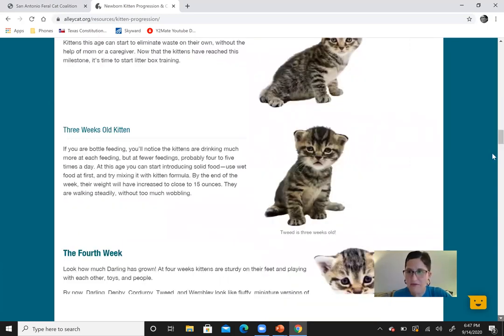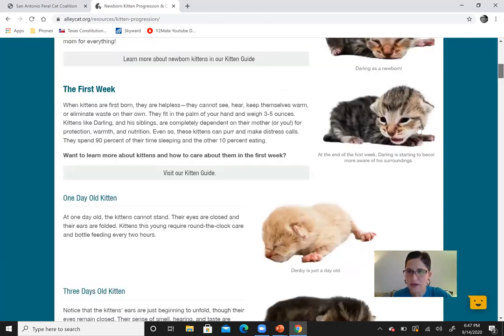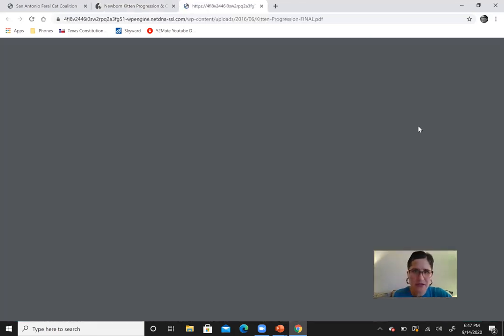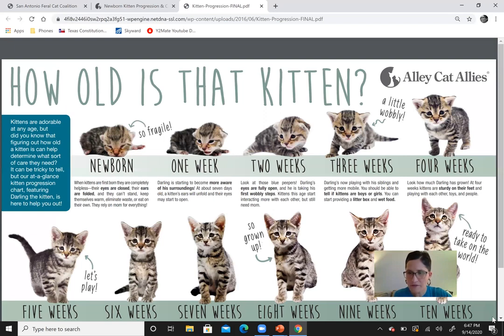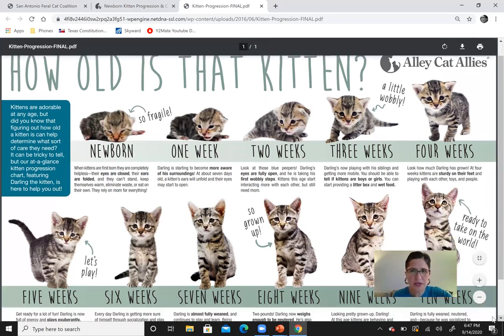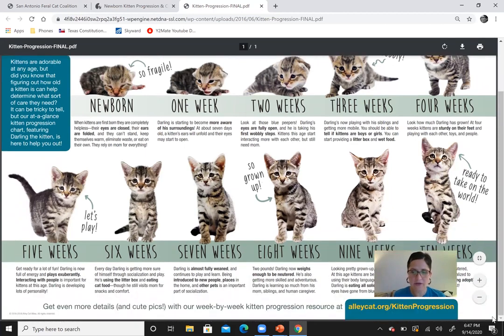But if you don't want to look at all that, you're like, I just need to know how old this cat is, just download the chart. That's the quickest way of doing it, and I'm going to download it for you. I think it goes up to 10 weeks. So if your cat looks older than what's on here, then more than likely they're good to go. And there you go. Again, it gives you a picture and a description of how the cats look. And I got that through alleycat.org.